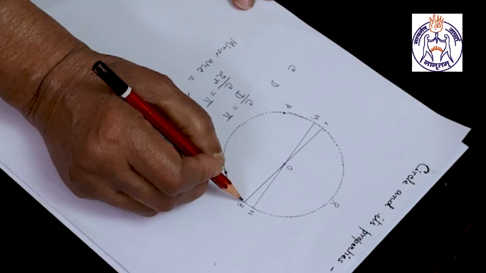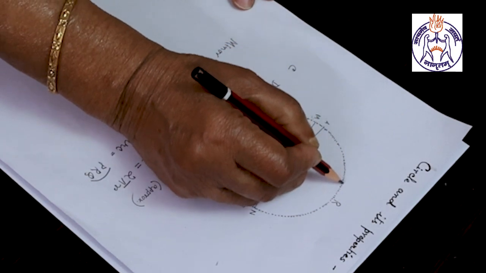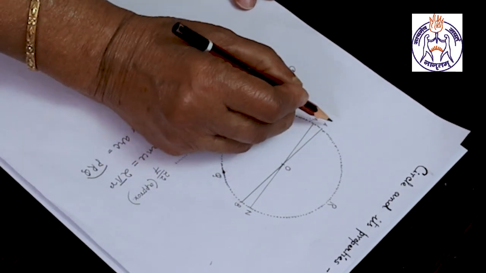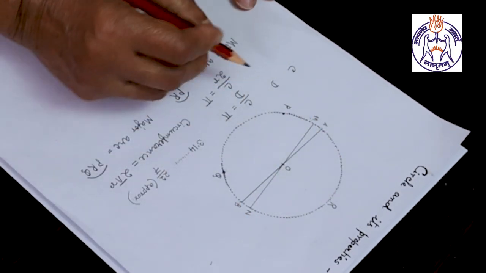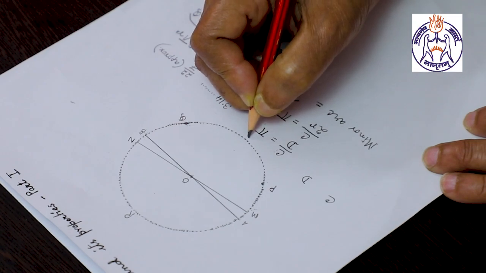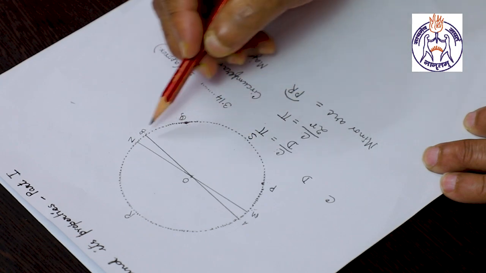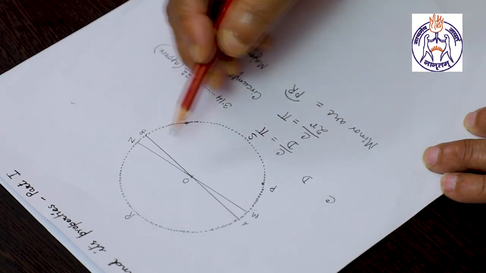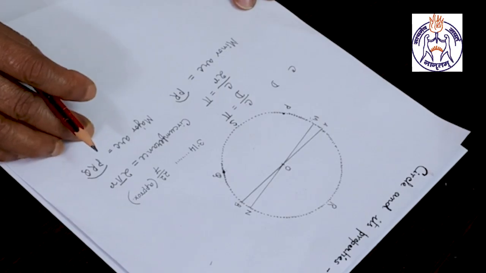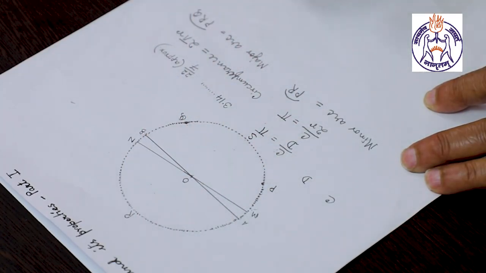A and B are the endpoints of the arc. Then we are getting one arc ARB and another arc, let us put an S, ASB. Both these arcs are the same. In that case, we don't call them major and minor arc because both these arcs are of the same length.